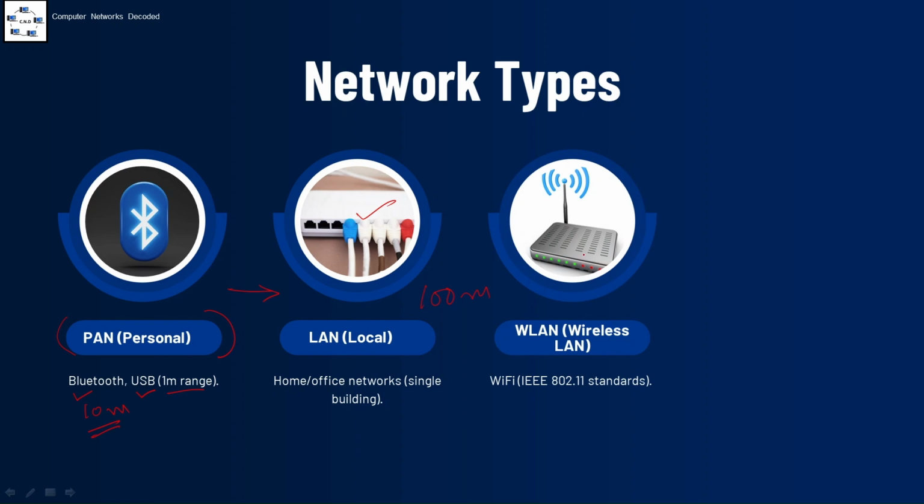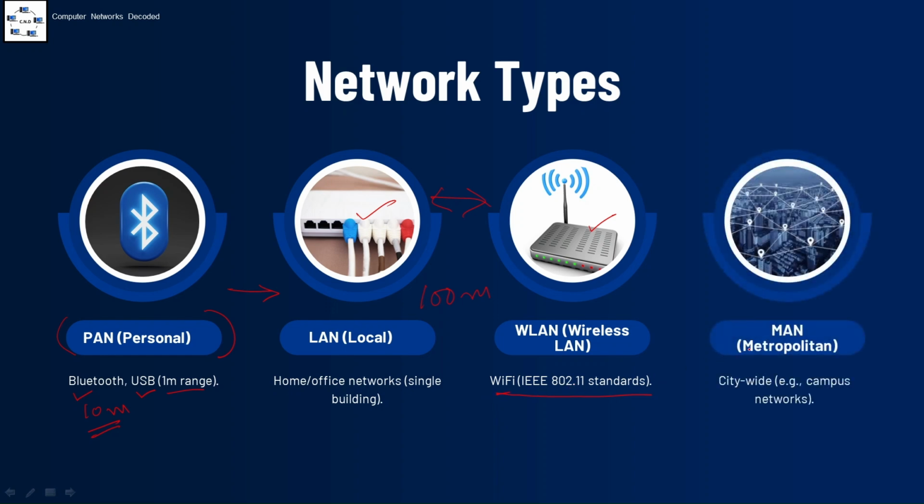Next one is the wireless LAN. It is similar to this one, but this is wireless. It uses access points like this one, and commonly it uses the IEEE 802.11 standards, such as Wi-Fi 5, Wi-Fi 6, etc. And so we are going from smaller to larger networks. The next network, which spans about a complete city, is the MAN, which is Metropolitan Area Network. It is citywide, and it can also be used in big campus networks.